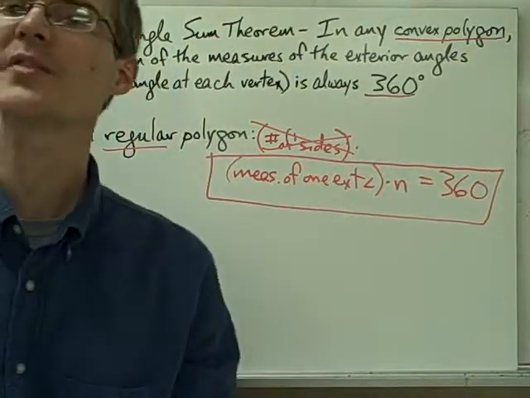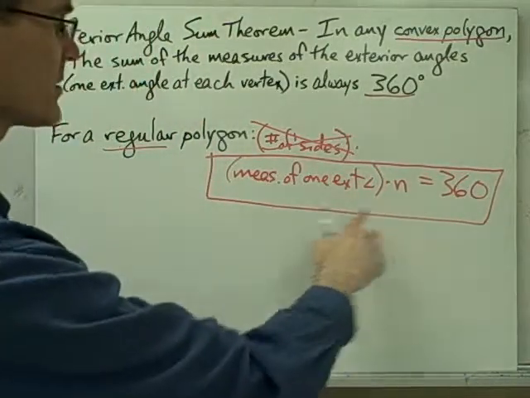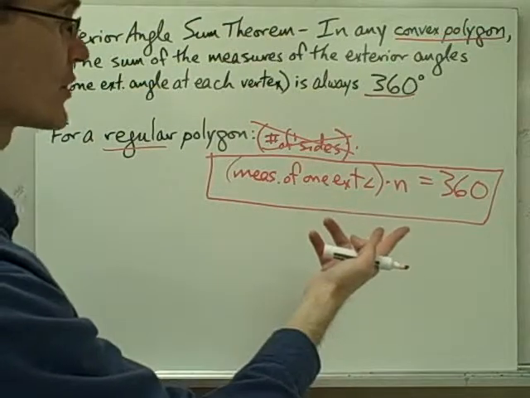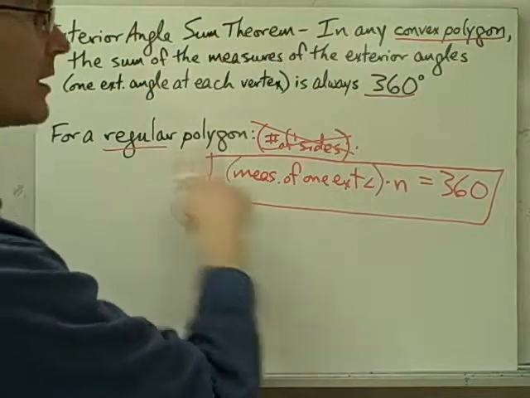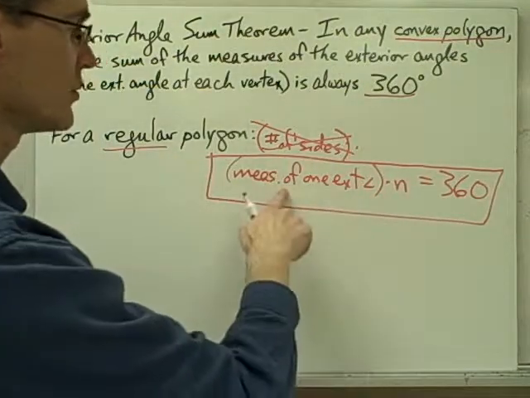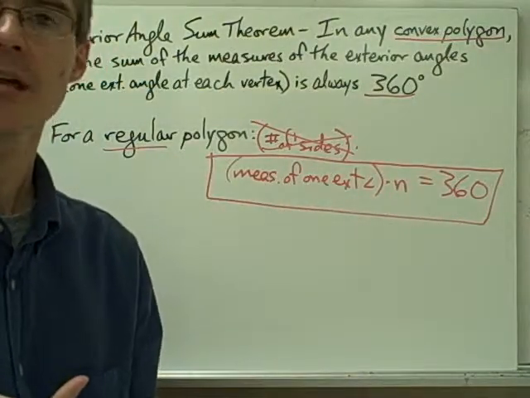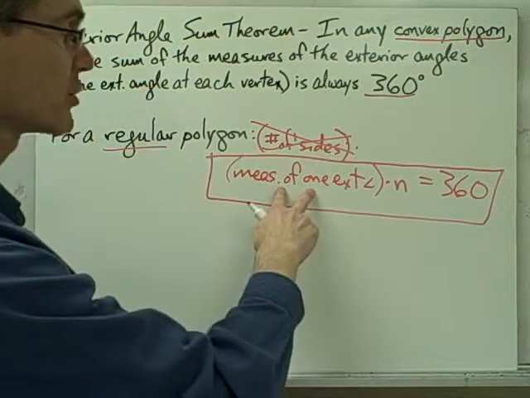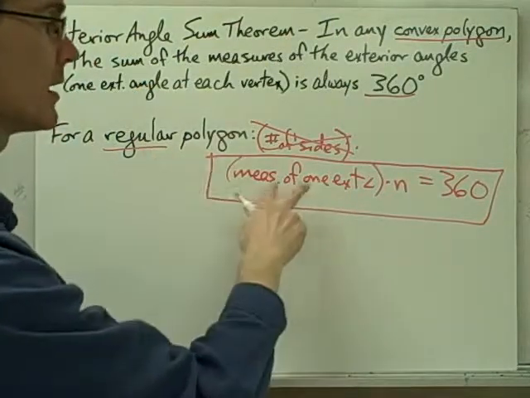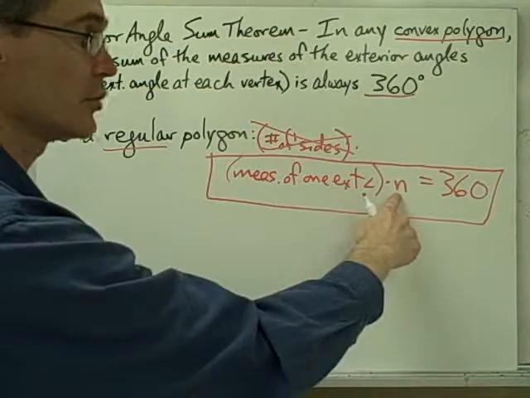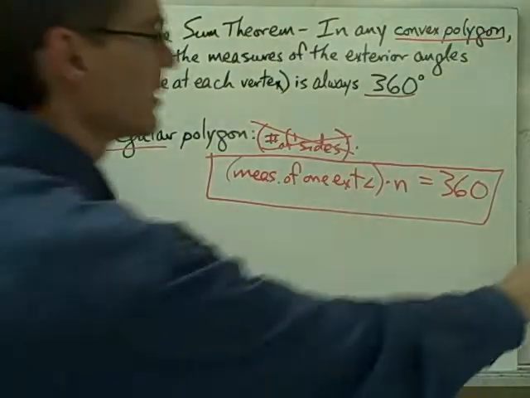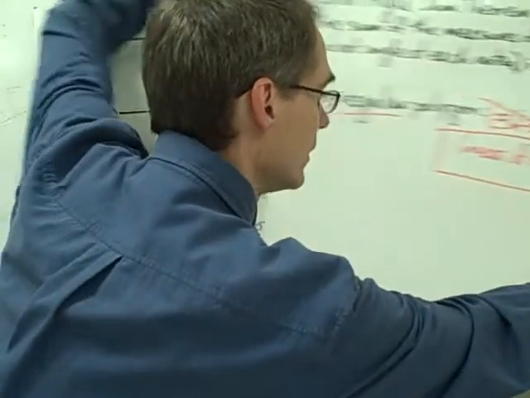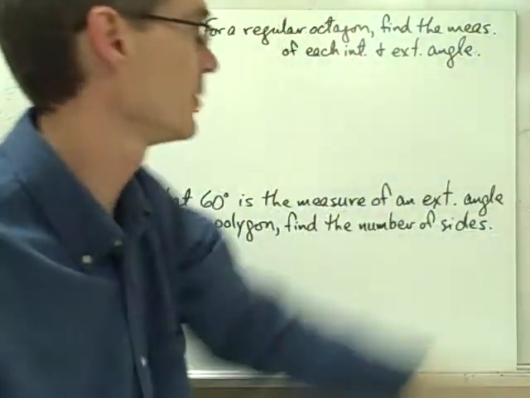And this turns out to be a formula that's pretty handy, because if I happen to know, for example, the number of sides in a regular polygon, then I can use this formula to tell you the measure of one exterior angle. Or if I happen to know the measure of one exterior angle in a regular polygon, then I can use this formula to tell you the number of sides in that regular polygon. So let's take a look at how we might use this formula in a couple of examples.